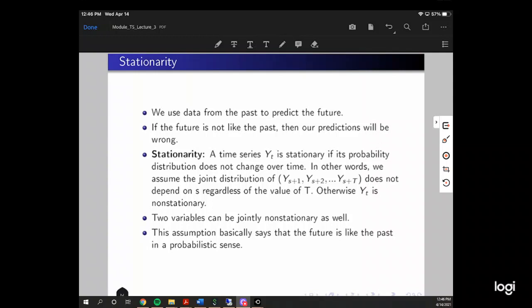A time series yt is stationary if its probability distribution does not change over time. In other words, we assume the joint distribution of ys+1, ys+2, ..., ys+t does not depend on s, regardless of the value of t. Otherwise, yt is non-stationary. This basically says that the future is like the past in a probabilistic sense. This makes sense. If you want to predict the future, it better be the case that the future has all the same conditions as the past, or else your model will not do a good job predicting the future.